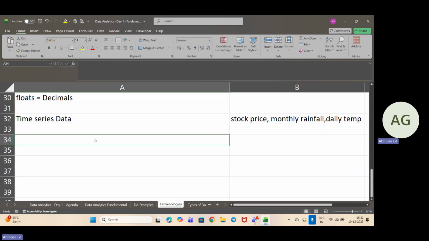Next, after that, we have training data versus test data.